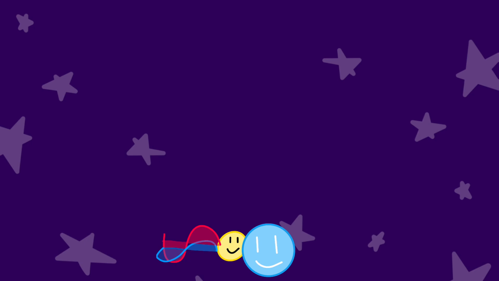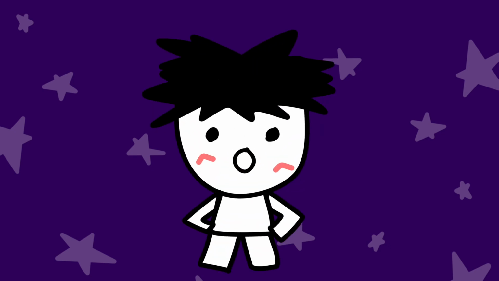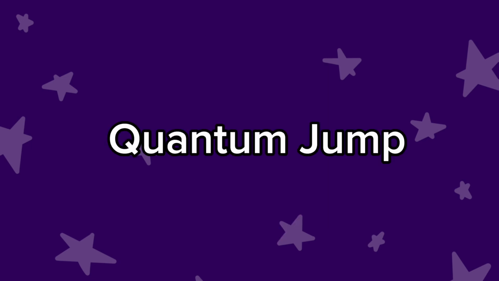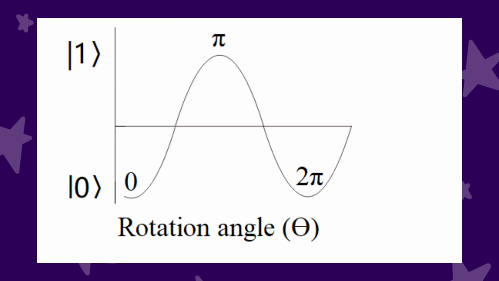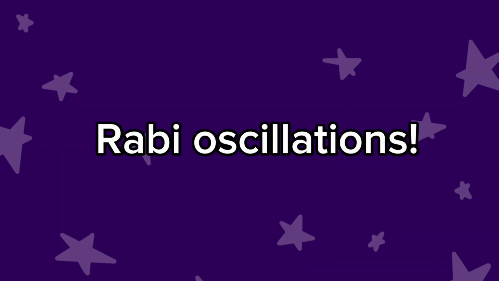The electron absorbs the photon and transitions from the lower energy state to the higher one. Not gradually, not partially, but instantly. This is what we call a quantum jump. Mathematically, the probability of that transition can be described using time-dependent quantum mechanics. In an idealized two-level model, the electron's excitation probability oscillates in time, and this is what physicists call Rabi oscillations.